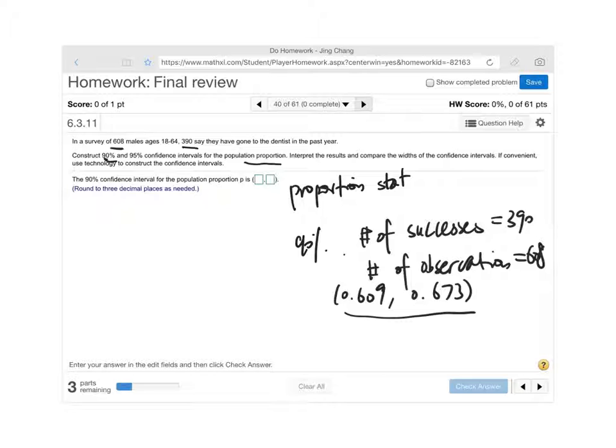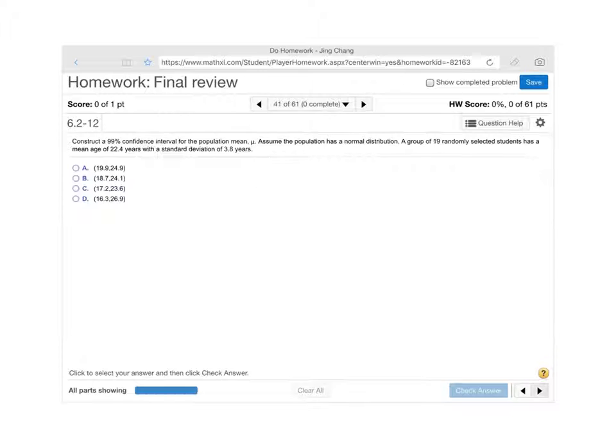And you can use the same way to find the 95% confidence interval for the proportion, and the 95% interval should be wider than the 90%. The higher the level of confidence, the bigger the margin of error. So this problem just shows how to use a sample proportion to estimate the population proportion. Here the population means all males age 18 to 64, and the sample is 608 selected males between 18 to 64.